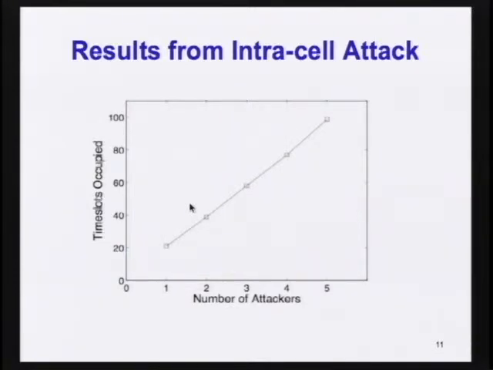And here are our simulation results. We have a cell of 50 users, and we let between 1 to 5 of the users be attackers. And we measured how many continuous time slots the attackers can get using the attack strategy that I showed in the last slide. As you can see, if there's one attacker, the attacker can get 20 continuous time slots, whereas if there are 5 attackers, then they may get about 100 time slots.